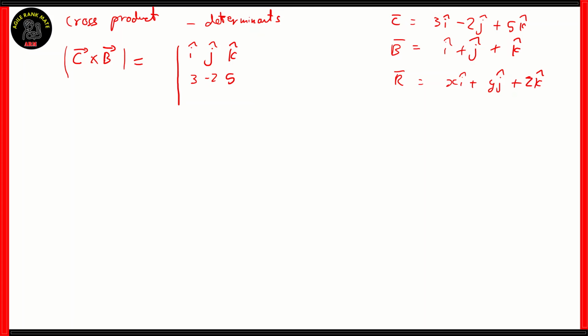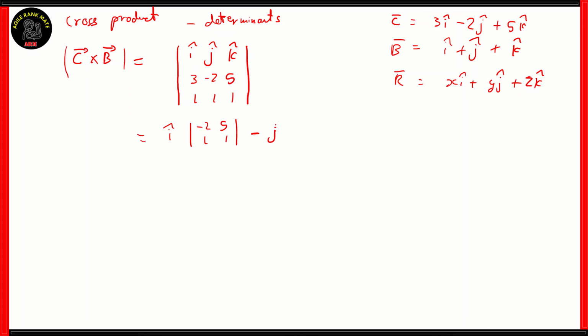Alright, so since we're doing C cross B, the third row would contain the coefficients of vector B, which would be 1, 1, and 1. Now we just need to solve for the determinant, and that's easy. You've studied that in matrices and determinants. You just have to take i cap and then take a smaller determinant, minus 2, 5, 1, 1.